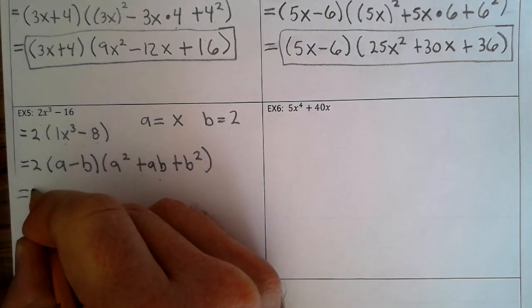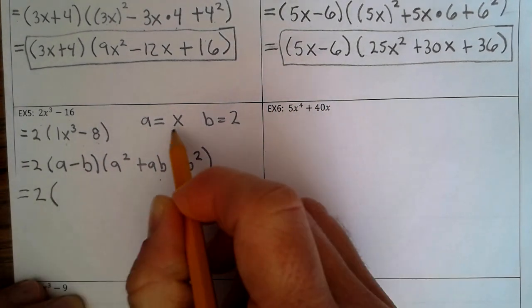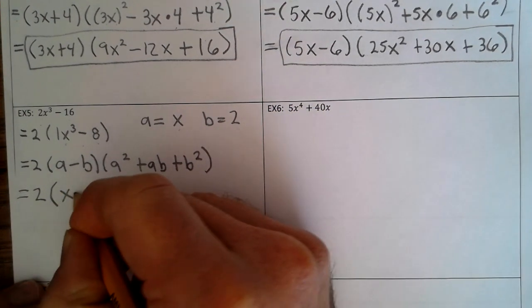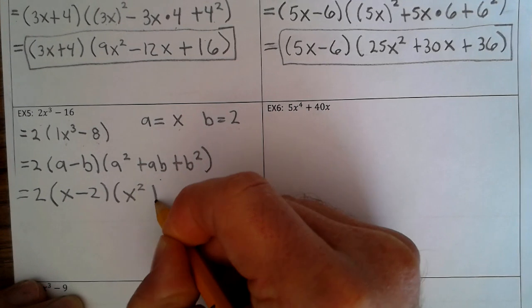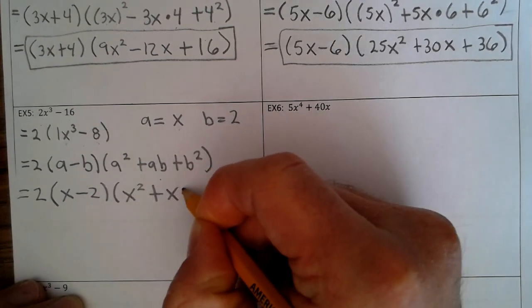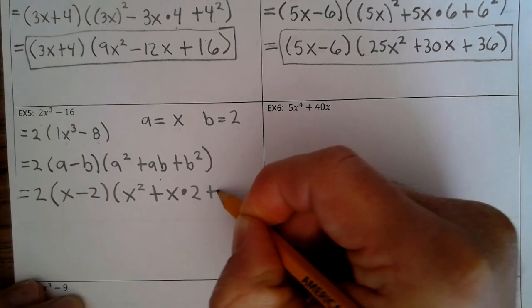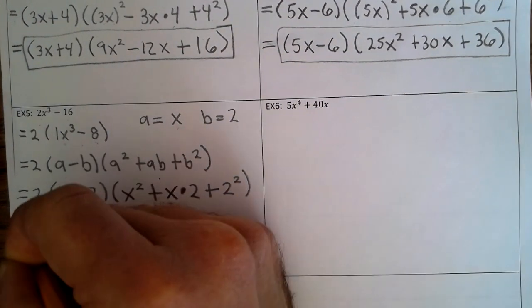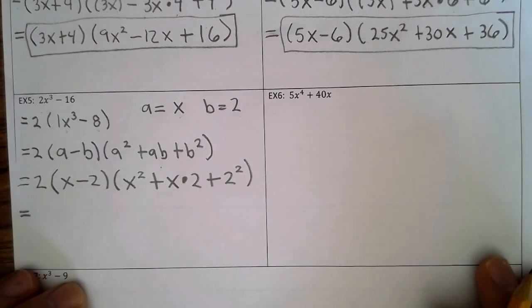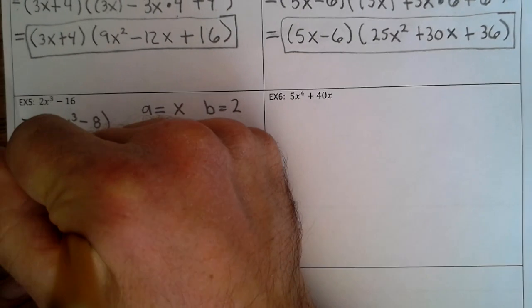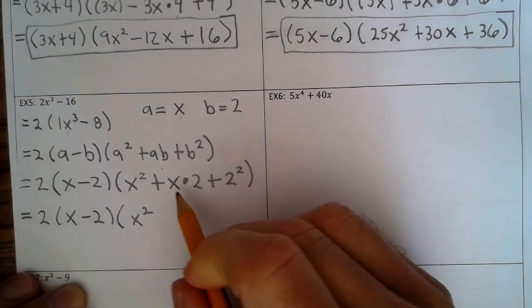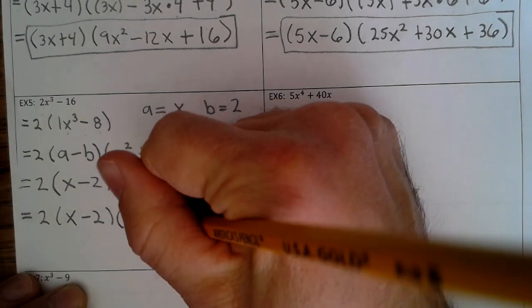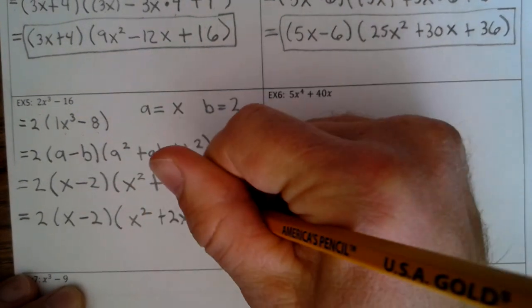And now we substitute a and b, not forgetting the 2. So a is x and then b is 2, so that's x minus 2. a squared is x squared plus a is x times b is 2 plus 2 squared. So then that's 2 times (x minus 2), x squared. x times 2 we can rewrite as 2x, plus 2 squared is 4.